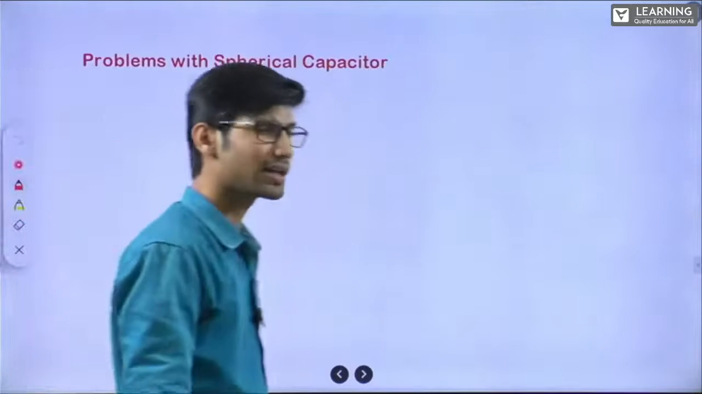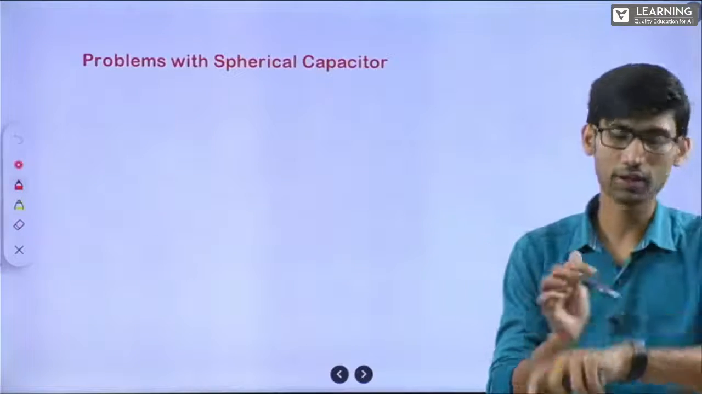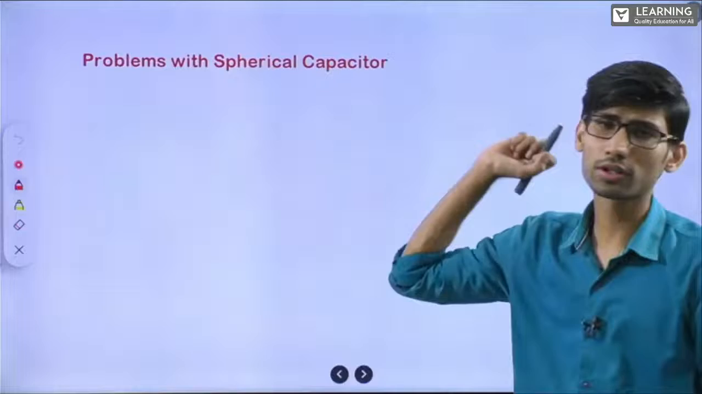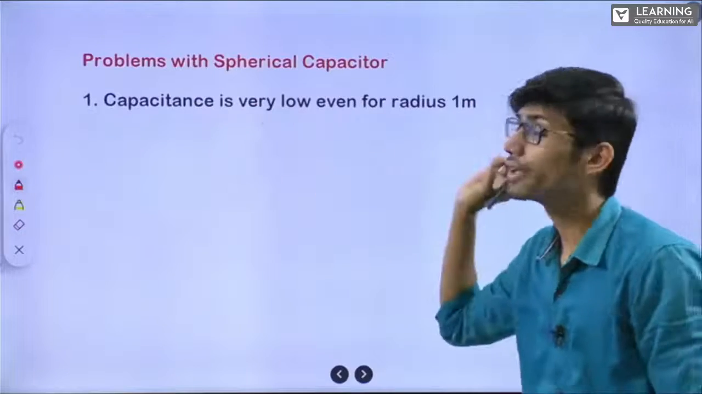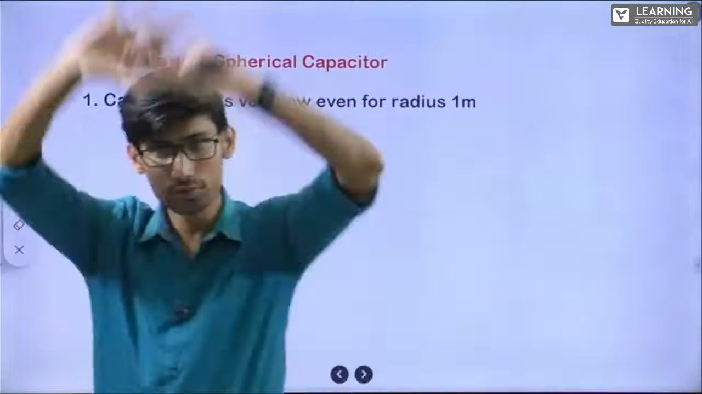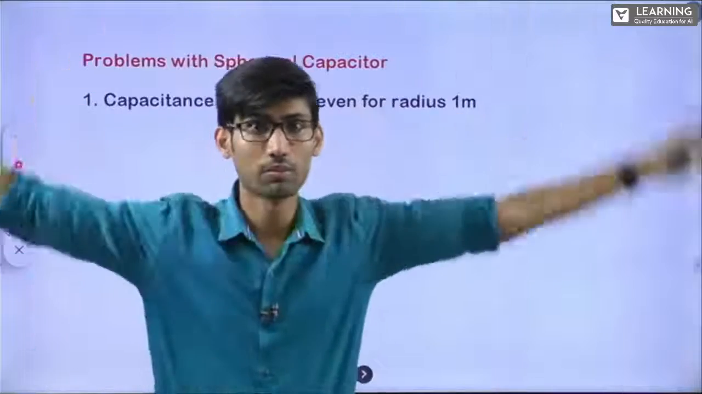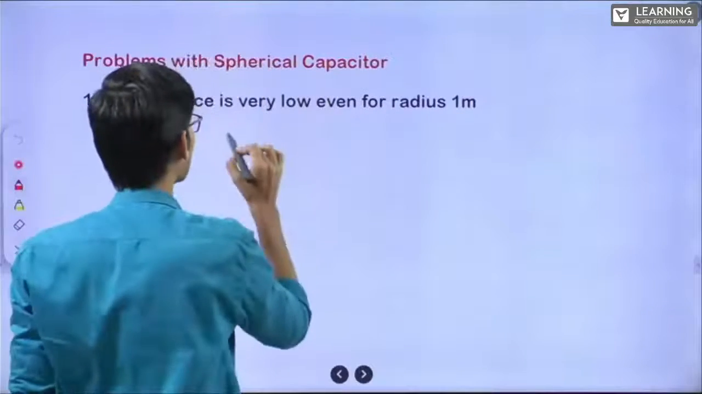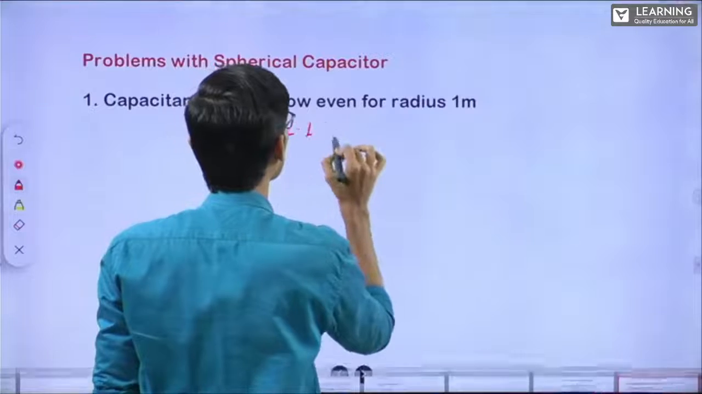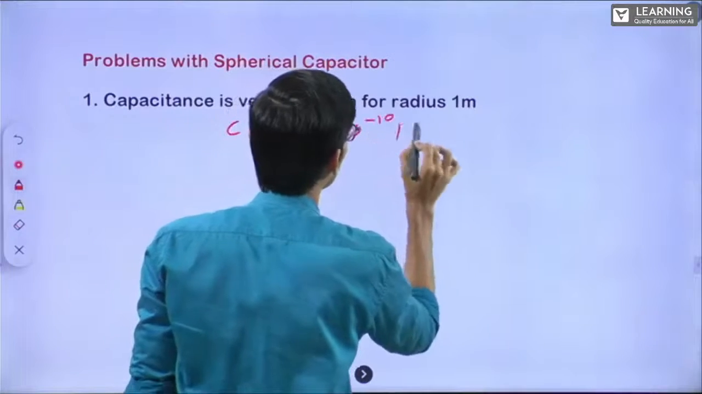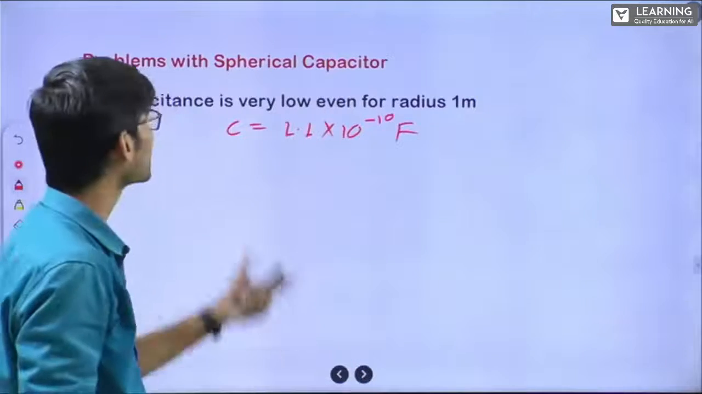Problems with spherical capacitor I have already discussed. We are at the end of the session. We have already discussed what the problems are. First, capacitance is very low even for radius 1 meter. Radius 1 meter means this much big sphere, but still how much was the capacitance? 1.1 into 10 power minus 10 farad. So less. So that is one problem.